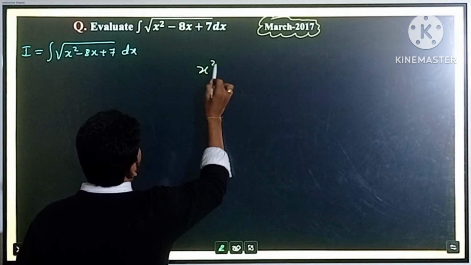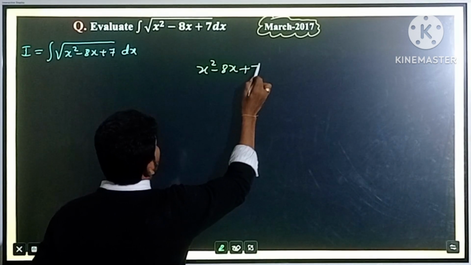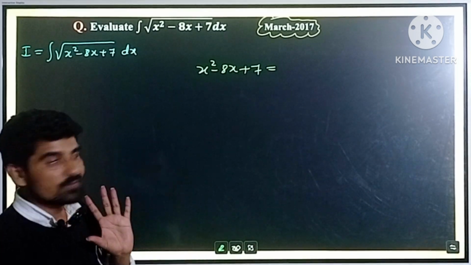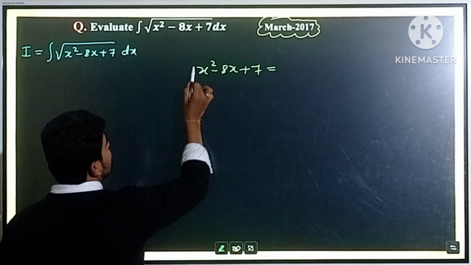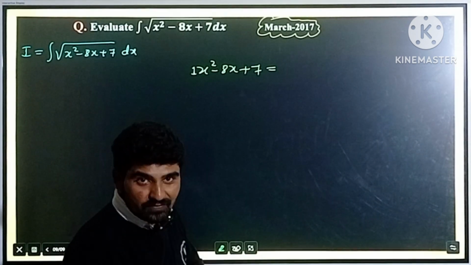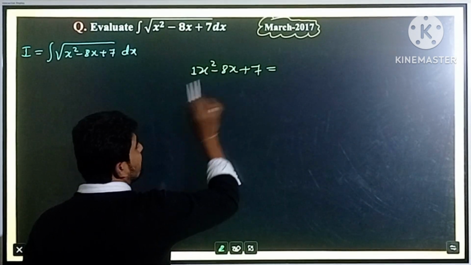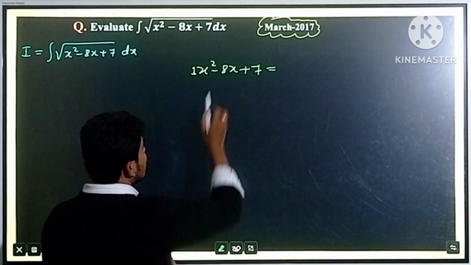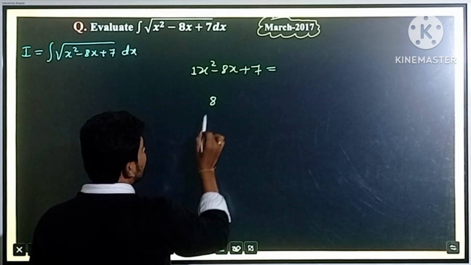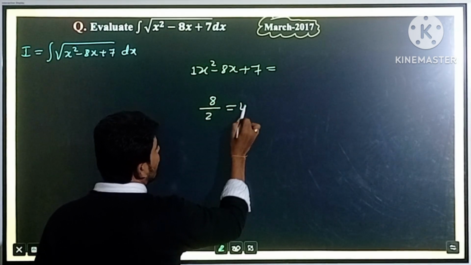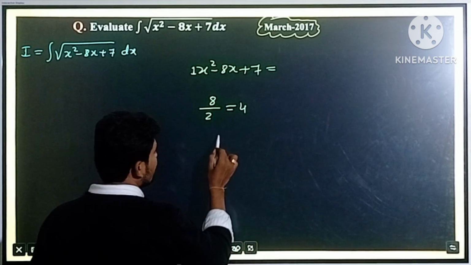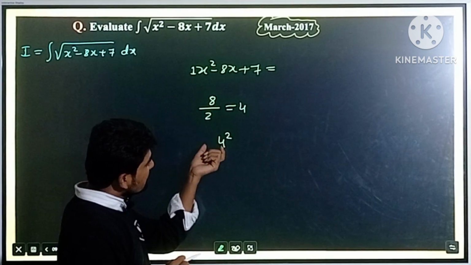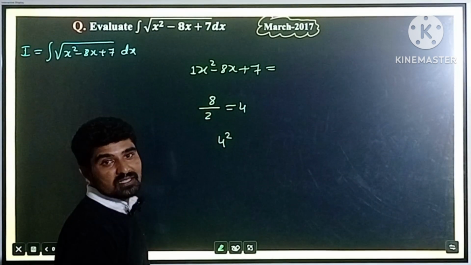The quadratic expression is x square minus 8x plus 7. First, we need to make the coefficient of x square 1. Here the coefficient of x square is 1, so no need to make it. Then we observe the coefficient of x, which is minus 8. Just consider 8. Half of 8 is 4, and squaring it gives 4 square. Now add and subtract this 4 square to the given quadratic expression.